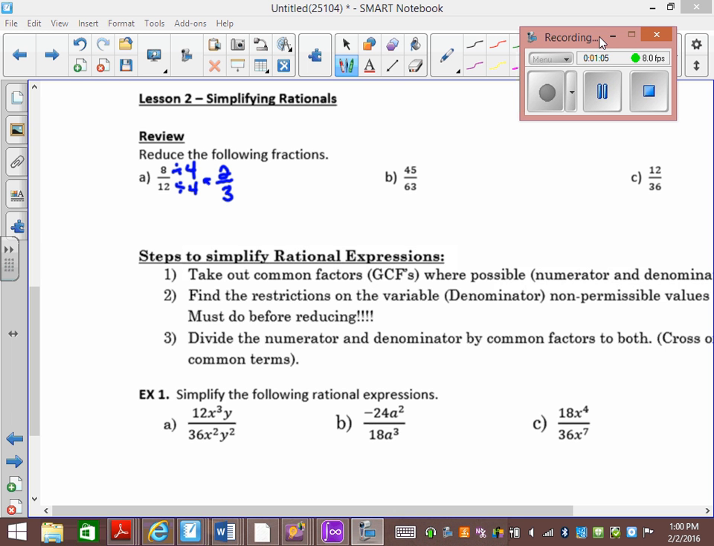So 45 over 63, what can I take out of both of them? 9. I get 5 out of 7. And then 12 and 36, what's the biggest thing I can take out of them?